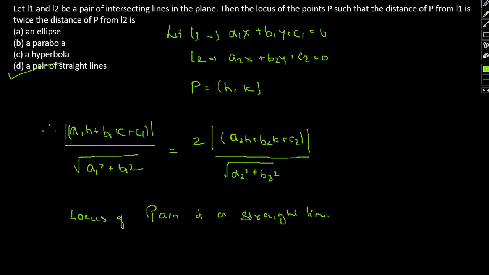So I hope the approach towards solving the same is clear to you. Let's see why we say this is a straight line: simply take one for positive and another for negative, so that simply gives us a pair of straight lines in the locus in general. Okay, so let's move on to the third question.